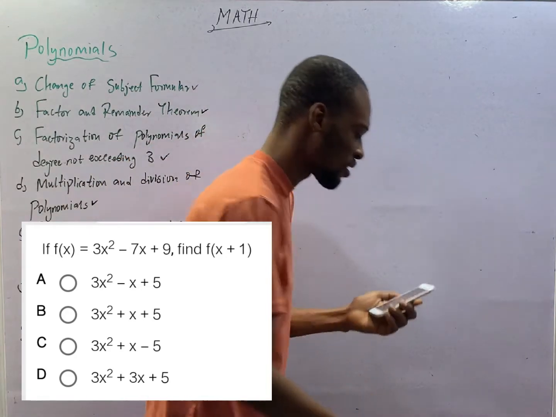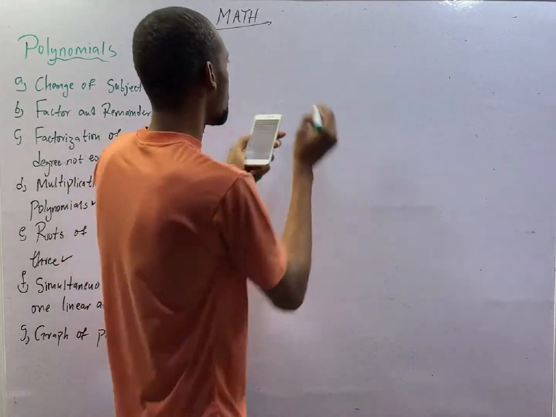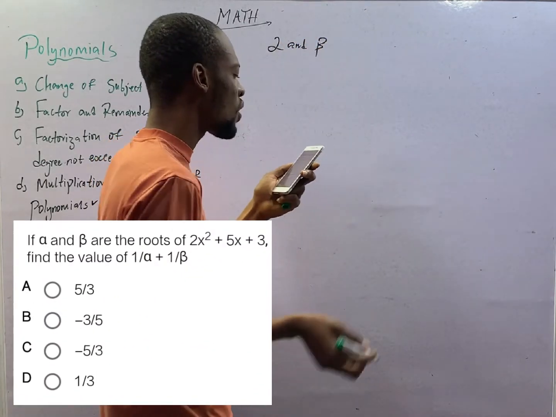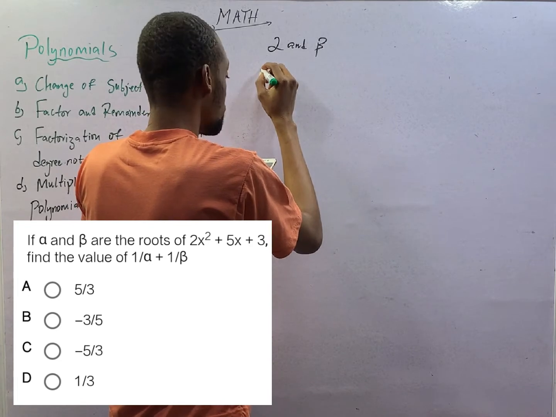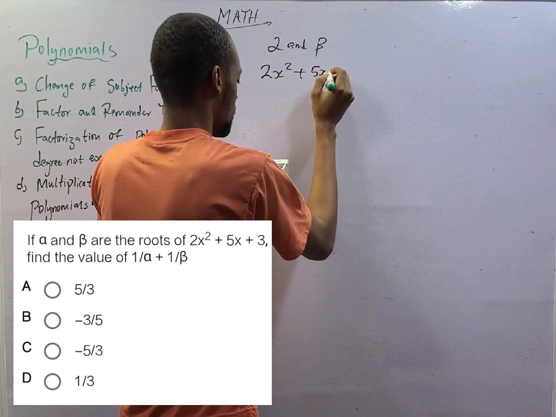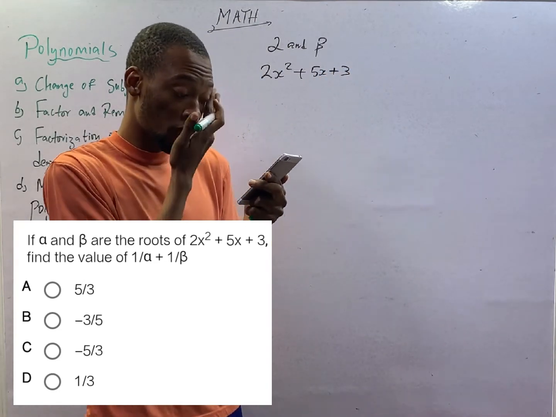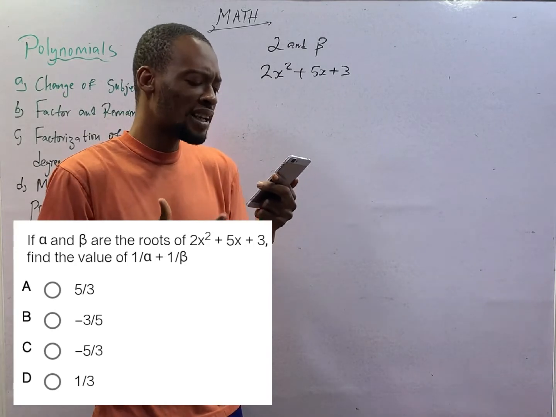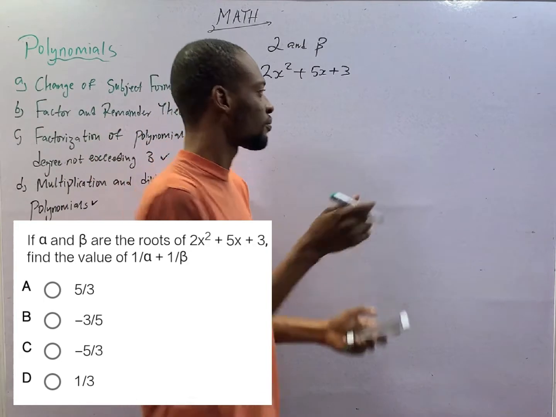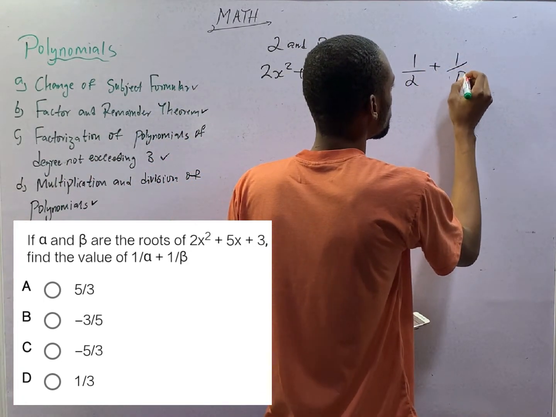And this is under quadratic function. It says alpha and beta are the roots of the quadratic expression, 2s squared plus 5s plus 3. So alpha and beta are the roots of the quadratic expression. Find the value of 1 over alpha plus 1 over beta.